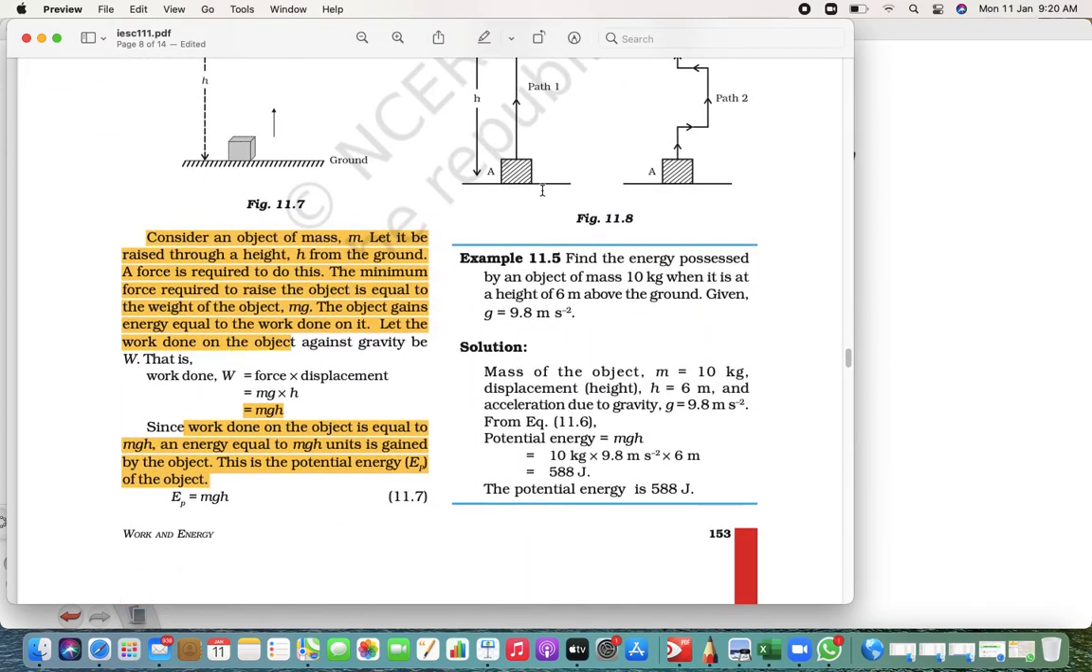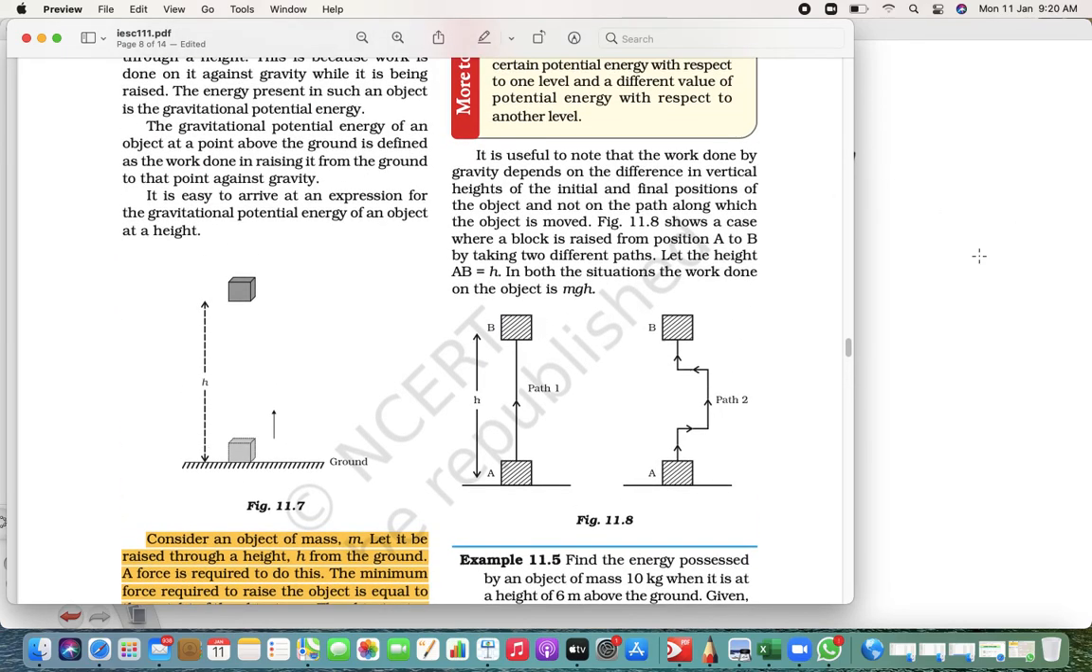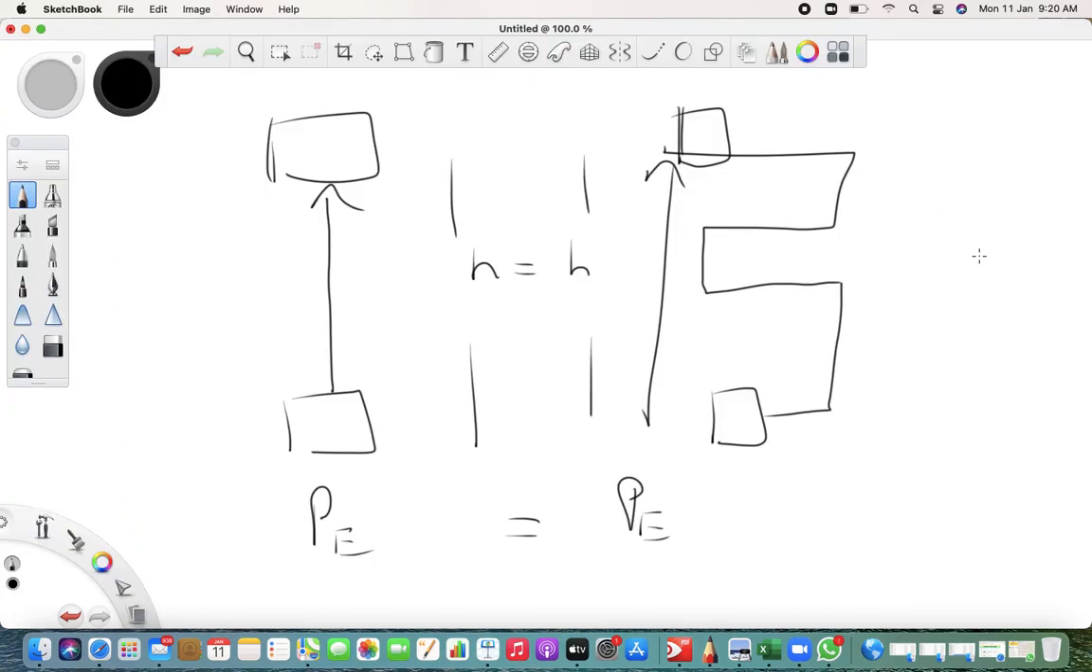So that's it for today. I hope you understand about potential energy. Potential energy is nothing but the energy stored. So basically, anything which is stationary possesses potential energy, anything which is moving possesses kinetic energy. Potential energy depends upon height and mass. More is the mass, more is the potential energy. More is the height, more is the potential energy.